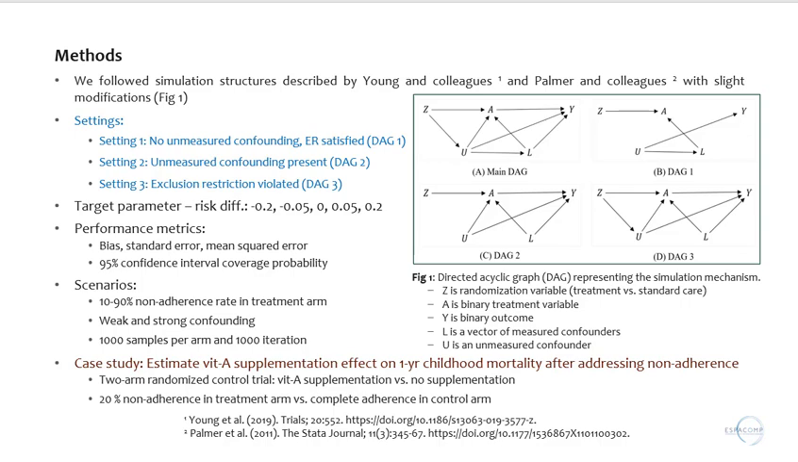Risk difference was the target parameter, and we compared the methods in terms of bias, standard error, mean squared error, and 95% confidence interval coverage probability. Our simulation scenarios include 10 to 90% non-adherence rate, weak and strong confounding related to U in the diagram, and null and non-null treatment effects. We simulated 1000 samples per arm and considered 1000 iterations for each scenario. As a case study, we analyzed 2-arm randomized control trial data after addressing the differential non-adherence issue.